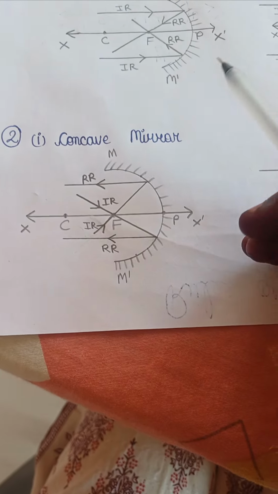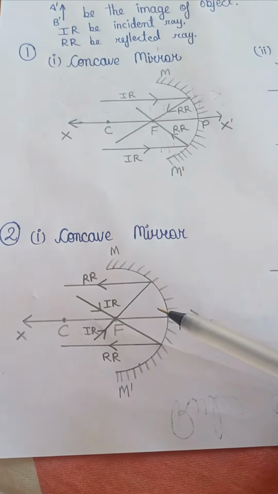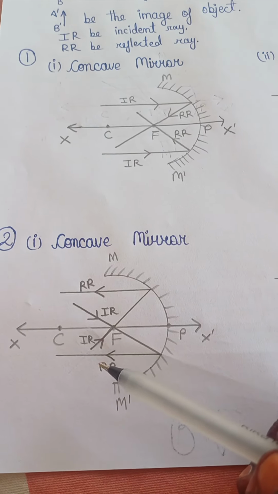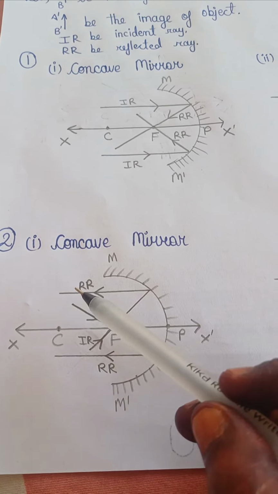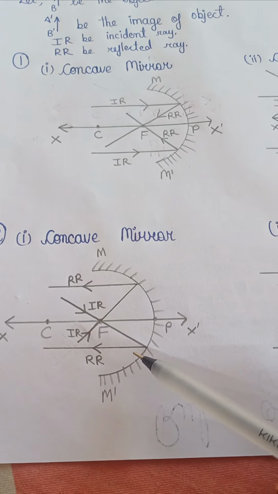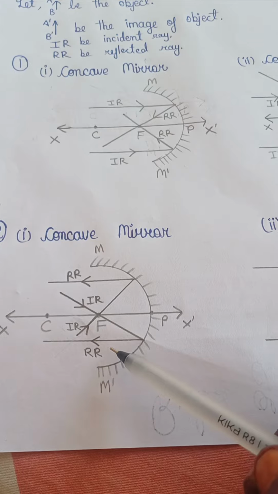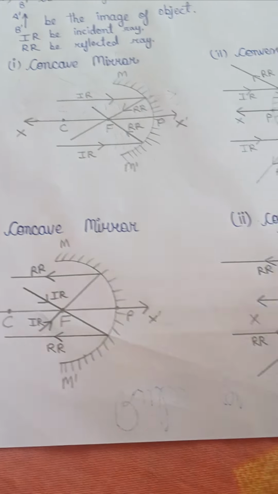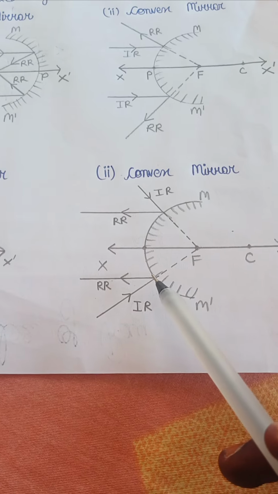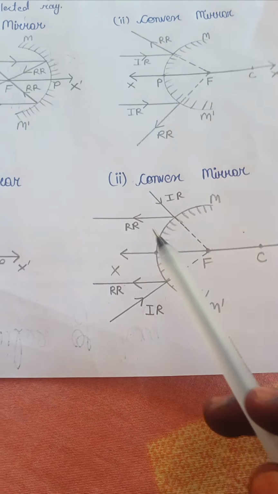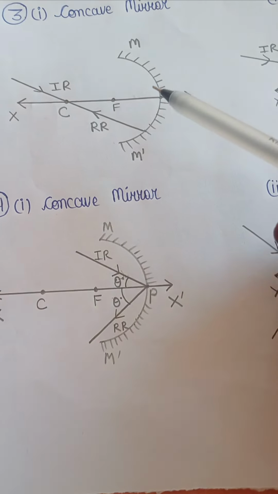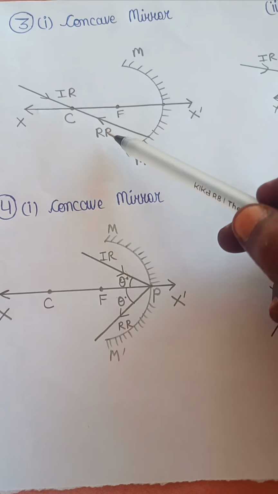Now coming to the second rule. It is just the reverse of the first rule, and it says that any ray passing through the focus will become parallel to the principal axis. As you can see here, whenever rays of light pass through the focus, they will be parallel to the principal axis. Same case with the convex mirror: the incident ray will be here and the reflected ray will be parallel to the principal axis.